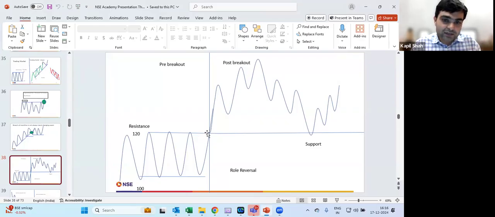But once your resistance gets breached, we call it a breakout. Once the resistance got breached, prices start to pick up momentum on the high side. A very strong upside momentum happened.